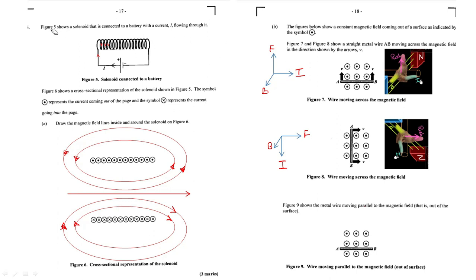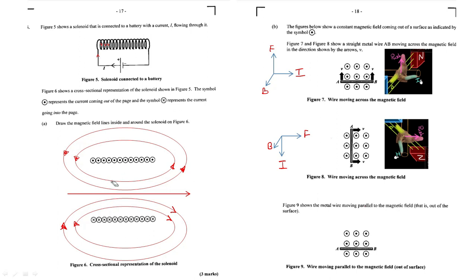It says here, Figure 5 shows a solenoid that is connected to a battery with a current I flowing through it. And Figure 6 shows a cross-sectional representation of the solenoid shown in Figure 5. Now the symbol with a dot in it represents the current coming out. So this is actually like a magnified view of what's happening up here. It represents the current coming out of the page, and the symbol X represents the current going into the page. It says draw the magnetic field lines inside and around the solenoid in the figure.